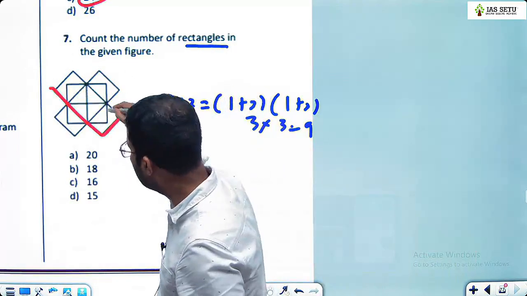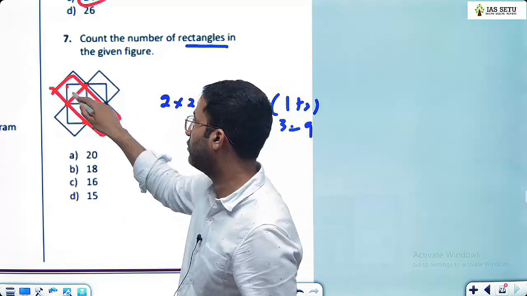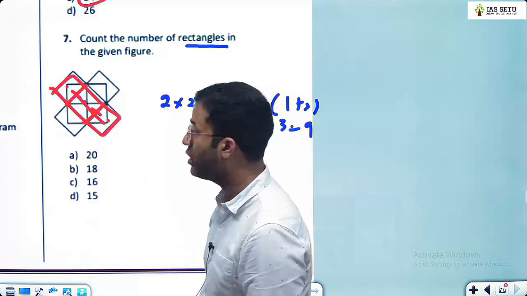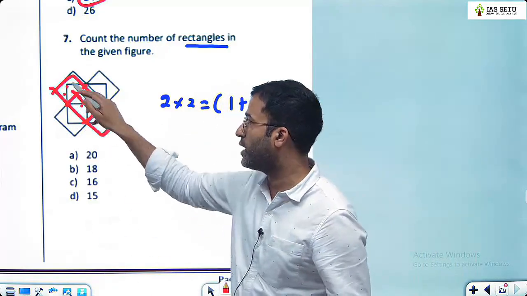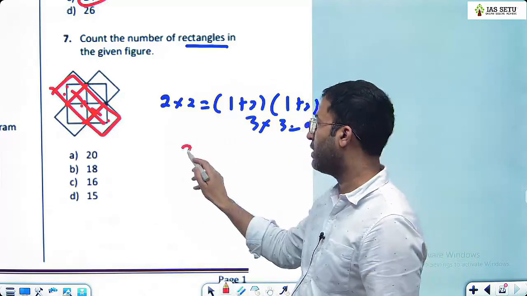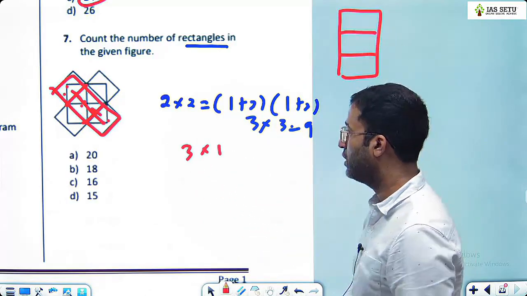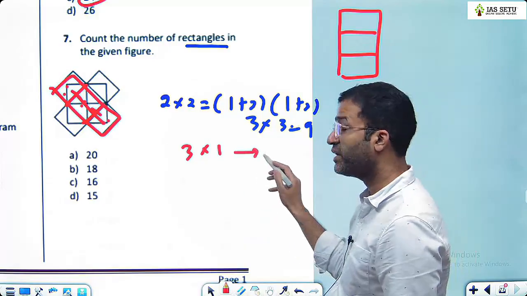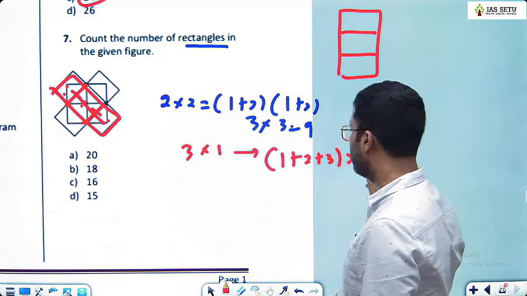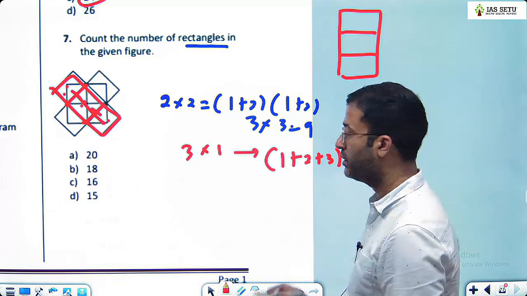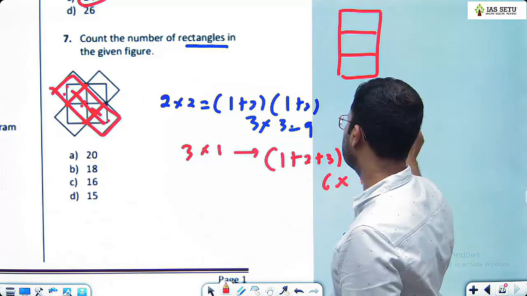ये वाला. Either you can count manually 1 2 3 4 5, bigger one 6, or this is a 3 by 1 figure. कैसे? इसमें 3 रो है, एक कॉलम है. 3 by 1 figure, इसको 3 by 1 figure बोलते हैं. This figure is a 3 by 1 figure. So in a 3 by 1 figure, how many rectangles are there? Bracket start 1 plus 2 plus 3 into second bracket में there is only 1. So it is 6 into 1, 6. So red color rectangles are 6.